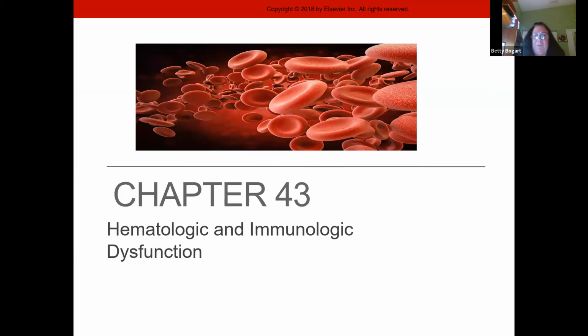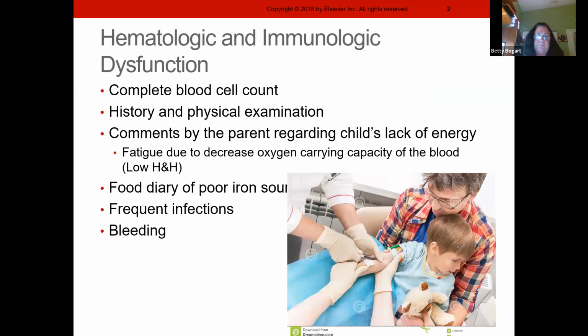All right. Chapter 43, Hematology and Immunology. So with hematology and immunologic dysfunction, how do you figure out something's going on? Well, number one, it's the history, always number one. What will the child see?